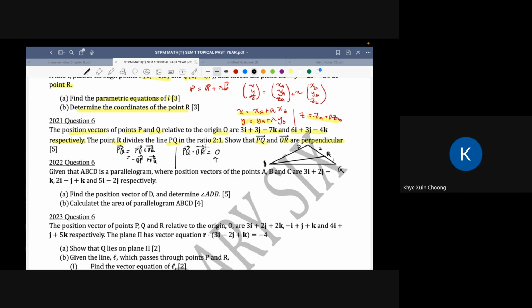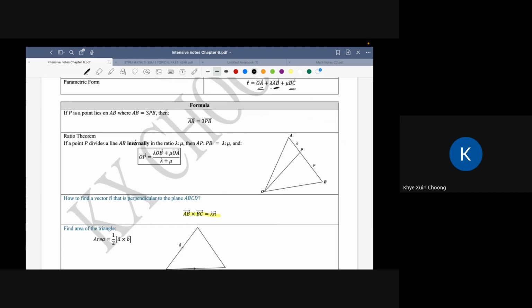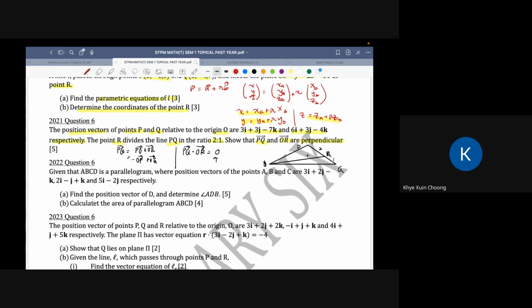So PQ is quite straightforward. OR is also quite straightforward if you know the ratio theorem. So you need to memorize this formula. Of course, you don't need to memorize it if you can use vector addition to find OR by yourself, which is also doable.